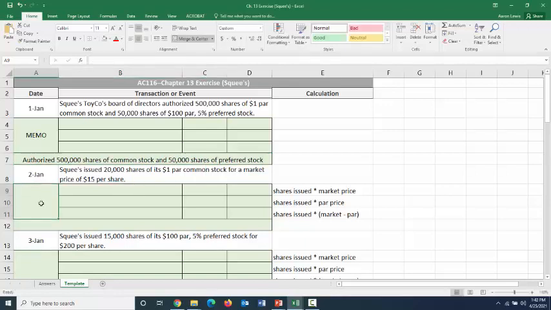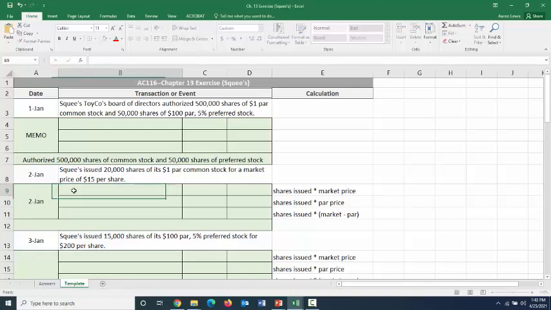On January 2nd, we're going to actually issue some of those shares that were authorized on the day before, and this entry is going to change our financial position because we're actually issuing it, which means we're going to have to record an entry. On the 2nd, Squeeze is issuing 20,000 shares of $1 par common stock, and they're doing so at a market price of $15 per share. So they're charging $15 a share for this common stock, even though the par on it is only $1.